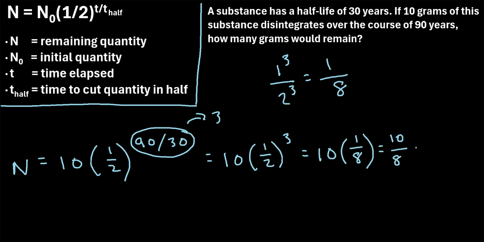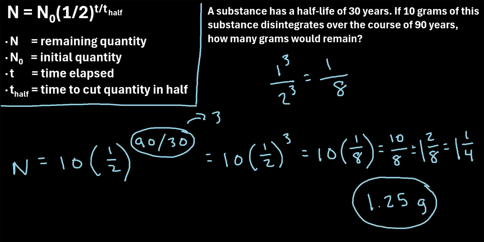And if we wanted to write that as a mixed fraction, we could just say 1 and 2/8, or 1 and 1/4. Or if we'd like to write it as a decimal, we could say 1.25. So that's our final answer. There will be 1.25, and remember the units we're working with are grams. Say that there will be 1.25 grams left of this substance after 90 years. Okay, let's try one more example.